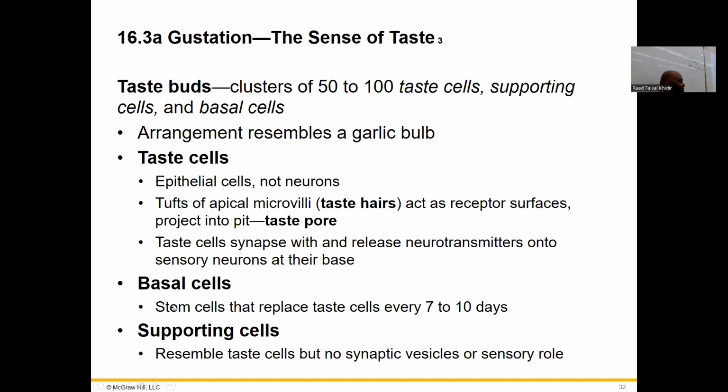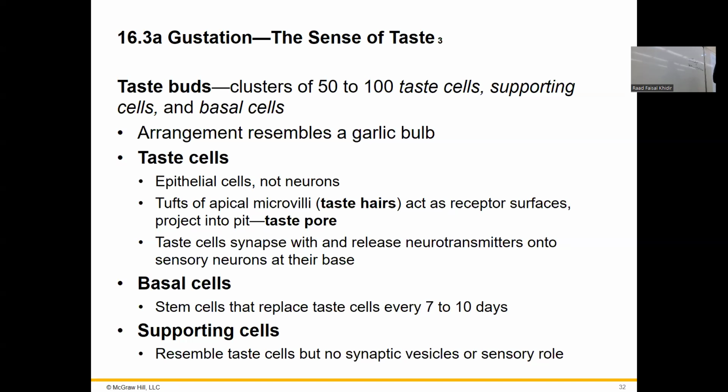So in every tissue, we have a parenchyma. The parenchyma is the tissue that makes up our organ. And the stroma is the supportive tissue that helps us accomplish the job. So the basal cells are the stem cells that replace the taste cells. These are examples of regenerative cells.